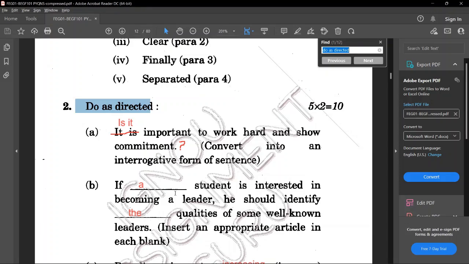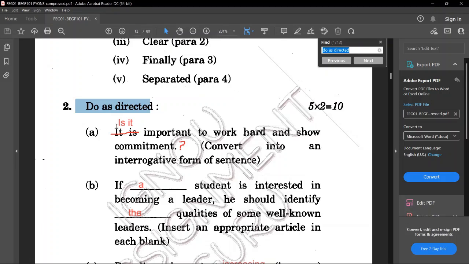Question A. It is important to work hard and show commitment. Convert into an interrogative form of sentence. An interrogative sentence is basically a question sentence. This is a statement that's being made. We have to convert a statement to a question. So in this case, it will be changed to "is it". So the question will be, is it important to work hard and show commitment?